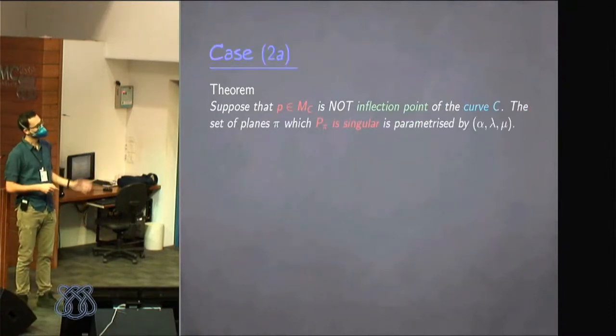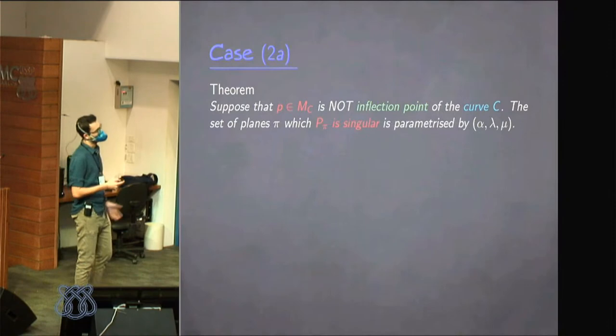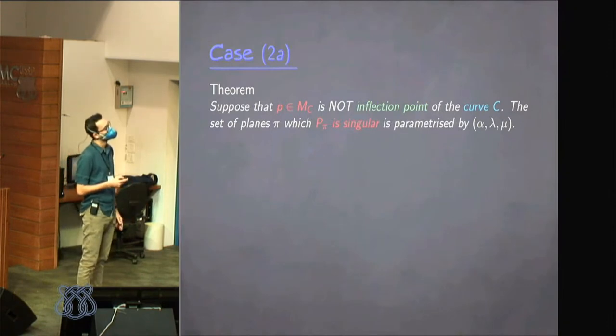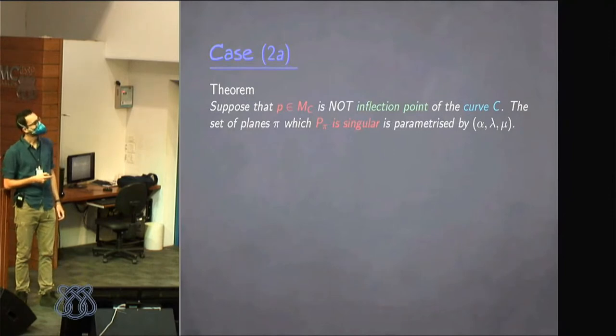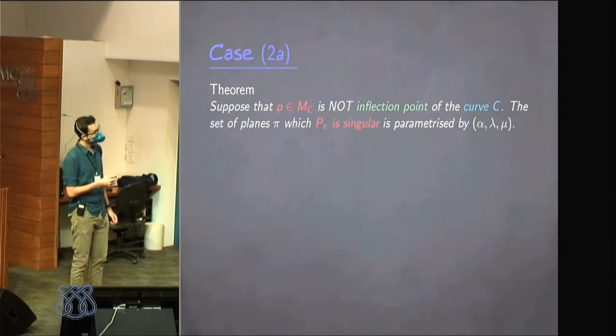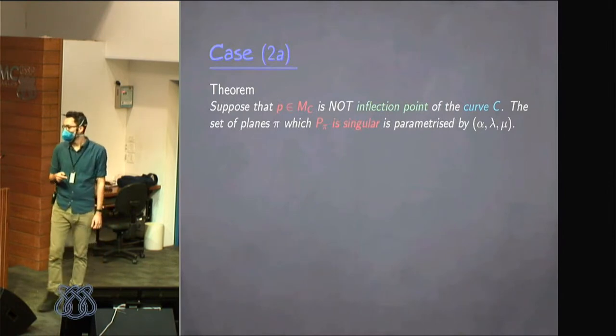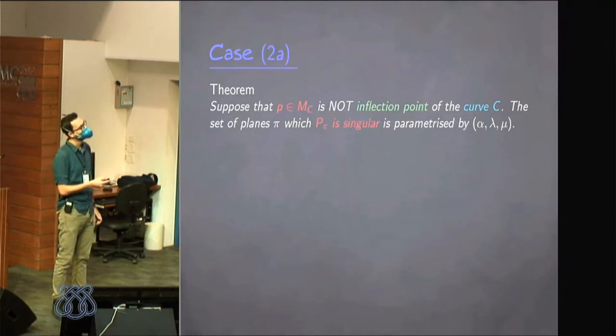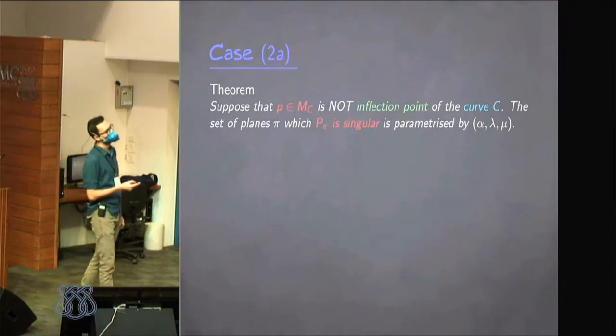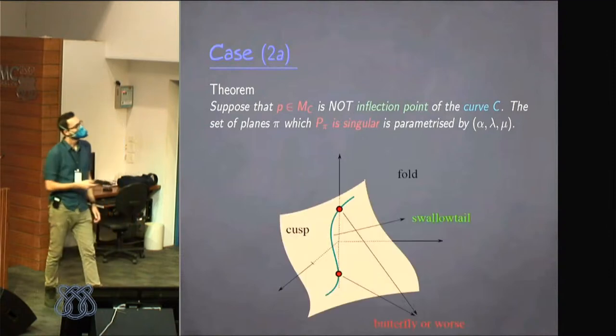In that case, we look again at this theorem. It is possible to parameterize the set of the planes where our projection is suitable. In that case, we parameterize by three parameters, alpha, lambda, and nu. And we have it like that.